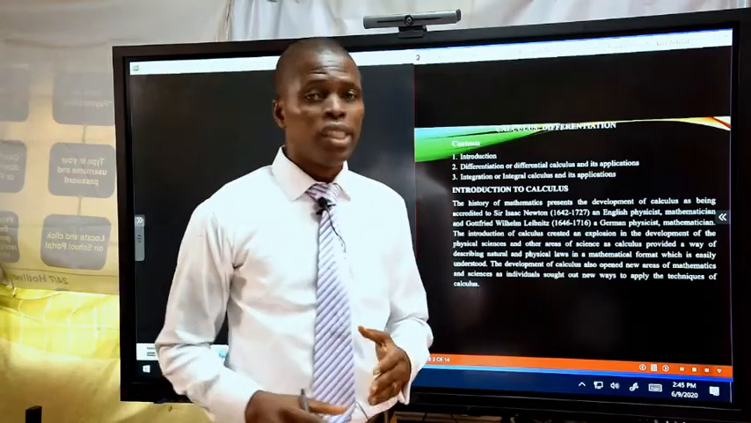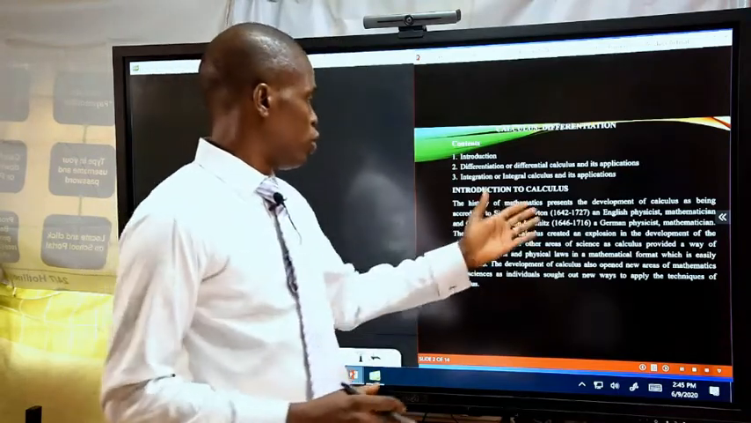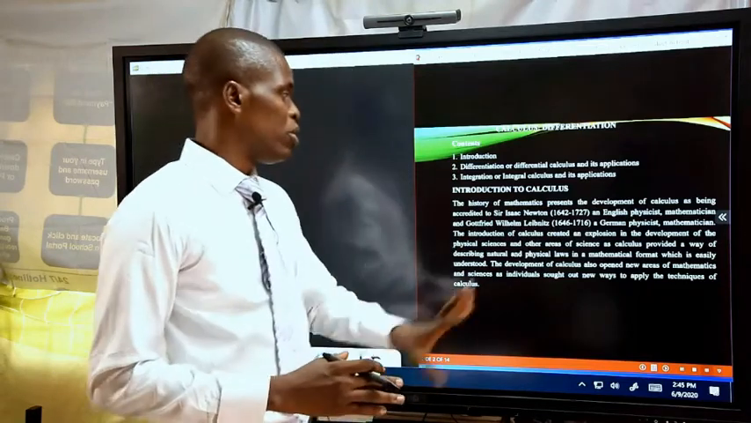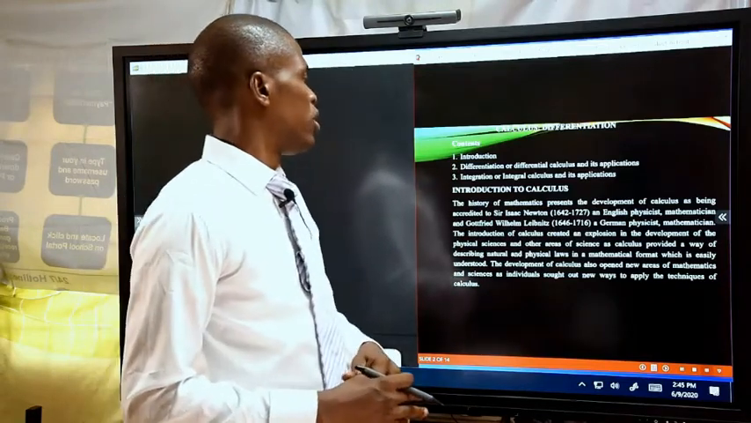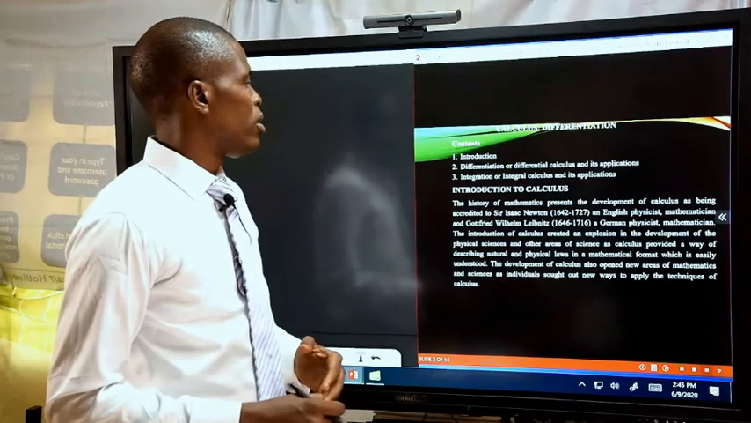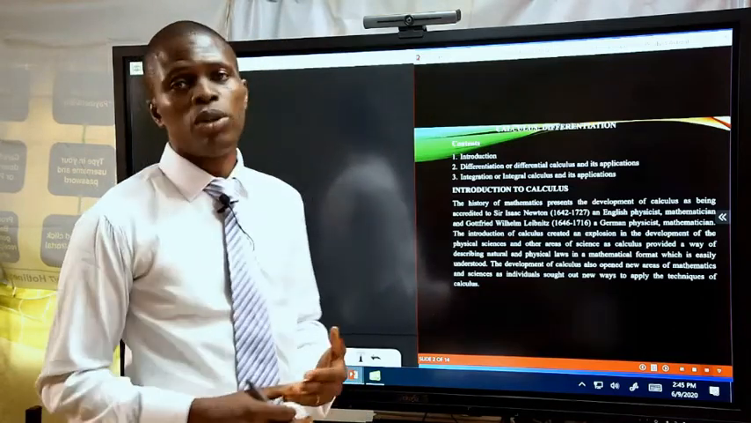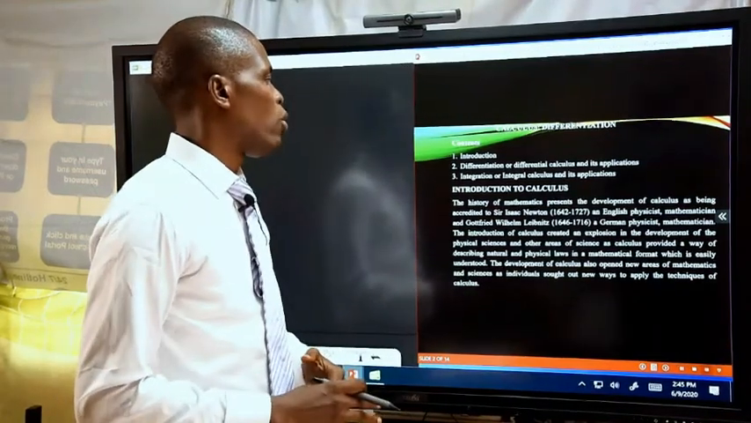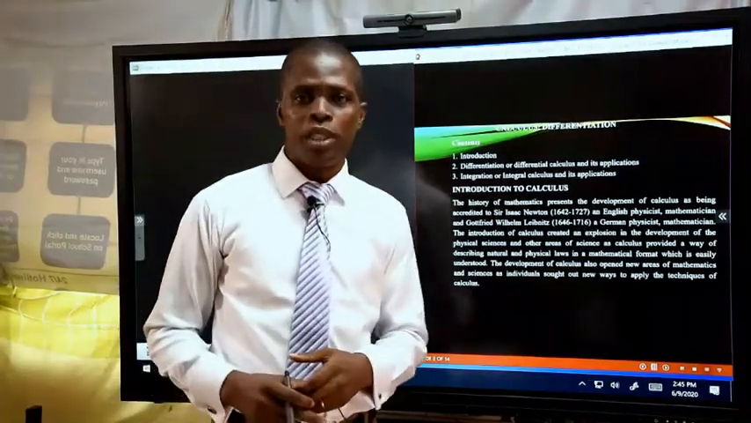Here we are going to be looking at the introduction, how calculus was developed briefly. I'll just describe a brief historical view on that. Then we talk about differentiation, or differential calculus, and its applications. Then we look at integration, or what we call integral calculus, and its applications.